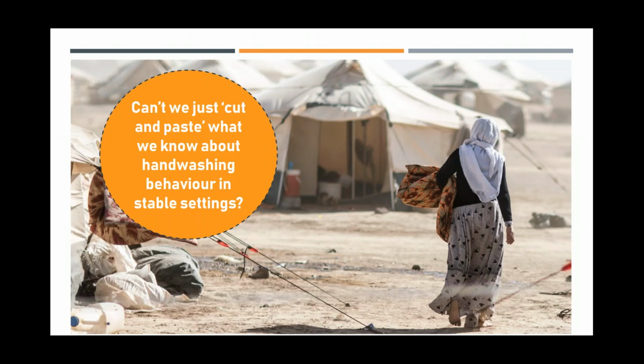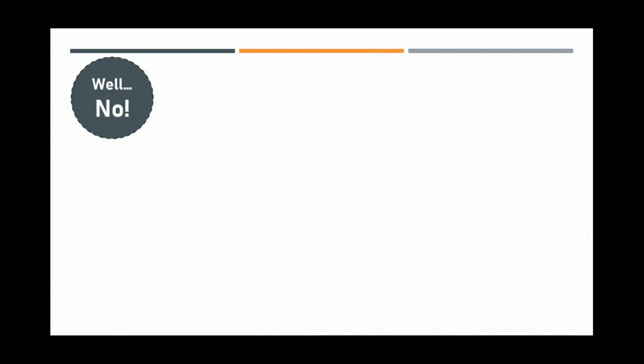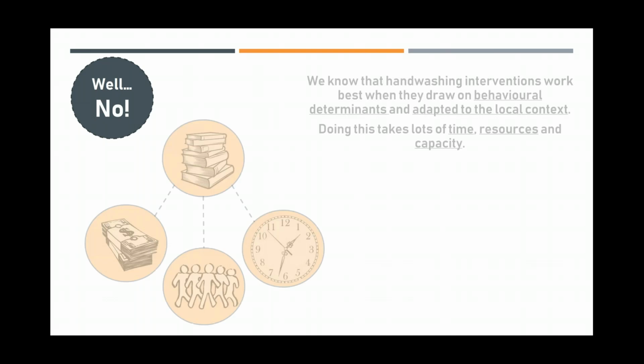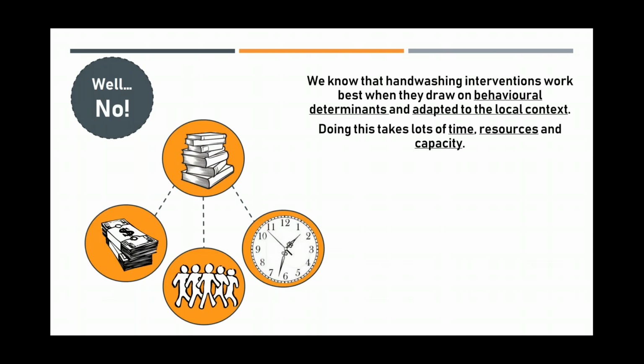So the obvious question that we might ask is, well, can't we just cut and paste what works to change behavior from what we know in non-emergency settings or stable settings and cut and paste that to emergencies? Well, the answer is unfortunately no. The evidence suggests that hand washing interventions work best when they draw on behavioral determinants and are adapted to the local context. But doing this takes a lot of time, resources, and capacity.